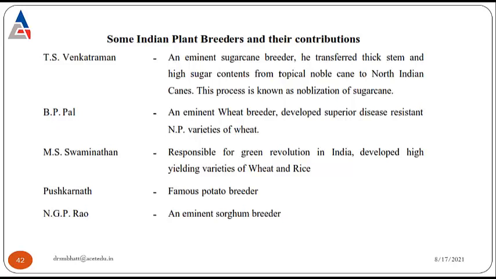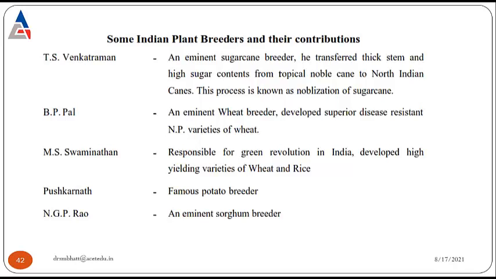First one is a very popular name, T.S. Venkatraman, an eminent sugarcane breeder, who transferred thick stem and high sugar content from tropical noble cane to North Indian cane. This process is known as nobilization of sugarcane. Nobilization means this is a name adopted from the tropical noble cane, which had high sugar content. And then by the breeding technique, this quality was transferred to the North Indian cane. Now the sugar industry in North is very, very profitable.